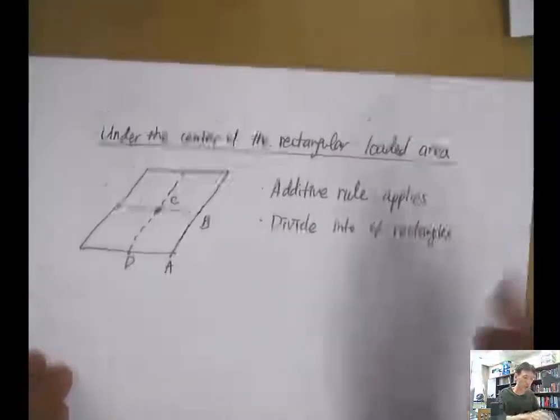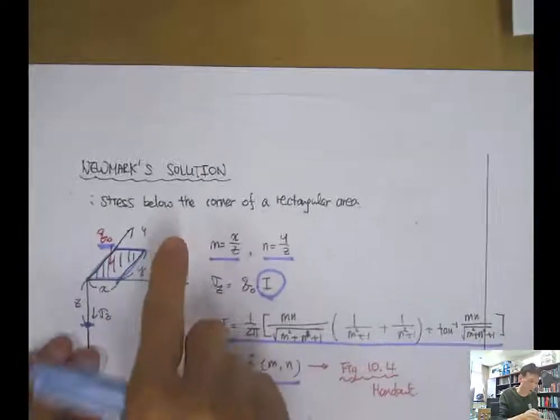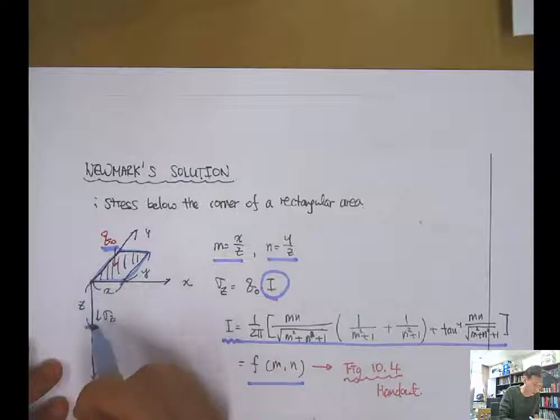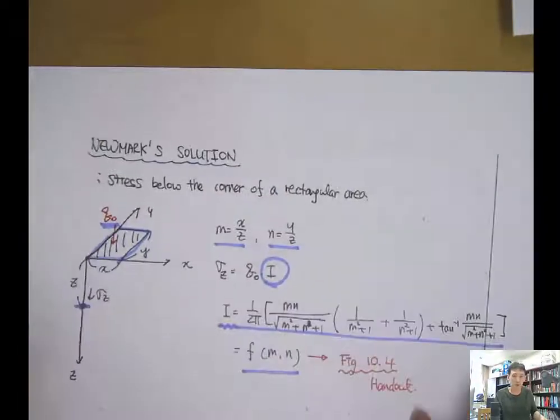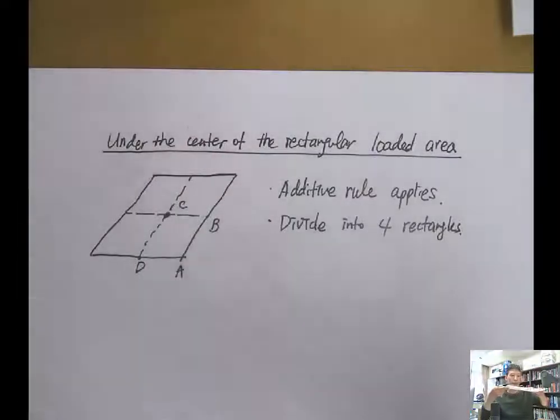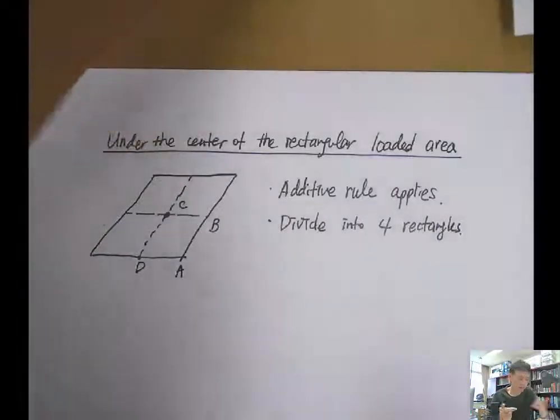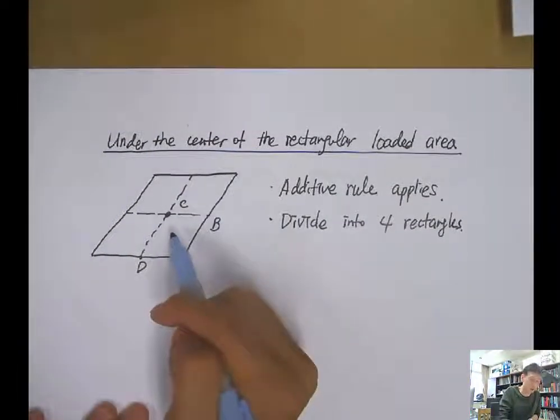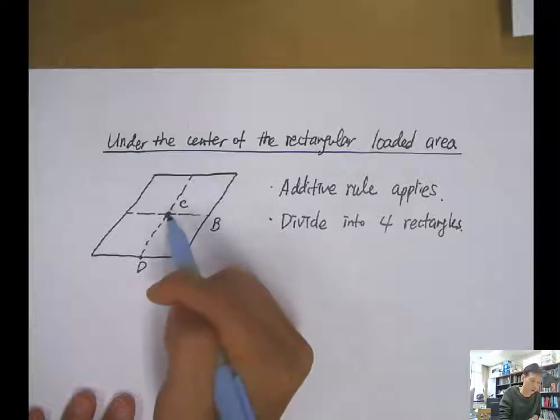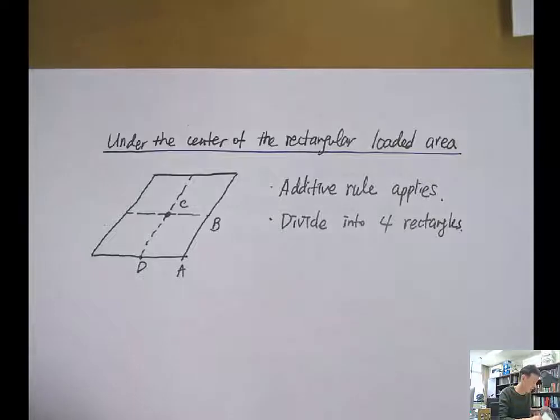So then this Newmark solution will allow us to calculate the stress below the corner of the rectangular area. So when we think about here, it's going to be below the corner of this rectangular, the scratch paper, right, at here. Then how can we determine the stress increase under the center of the rectangular loaded area? Then here we use the additive rule.